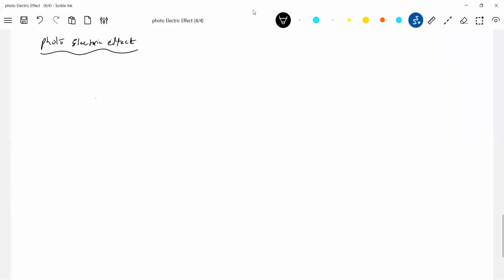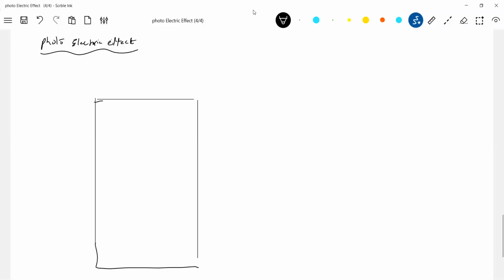So let me consider a conducting slab, and let there be a beam of light of intensity I and wavelength lambda. Let it be incident on this conducting slab. So what is this beam of light? It has a wavelength lambda and intensity I. Shall I say that it consists of photons?